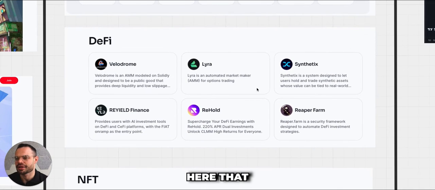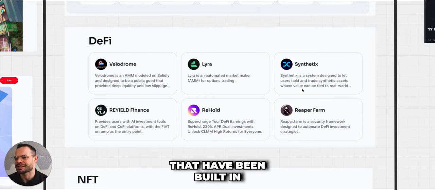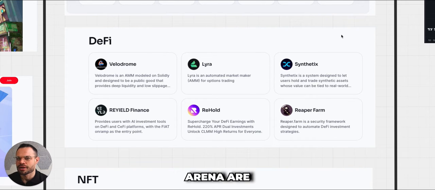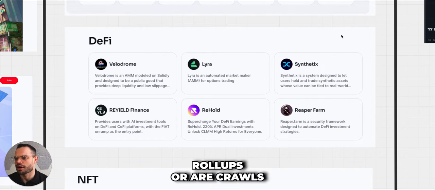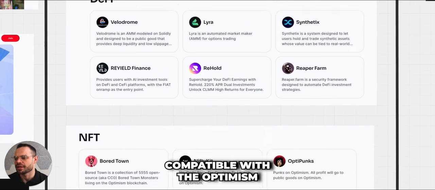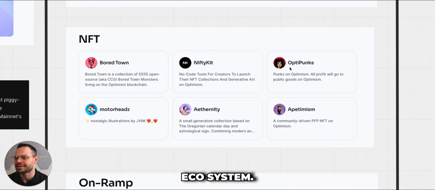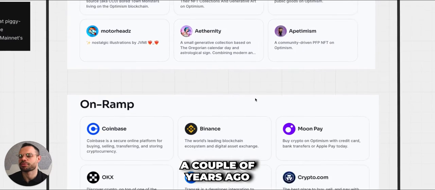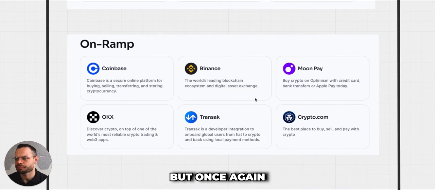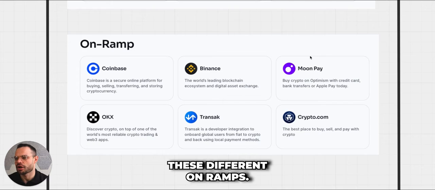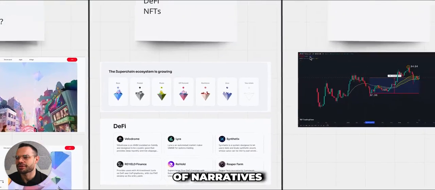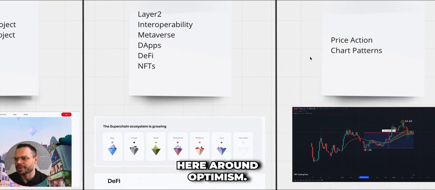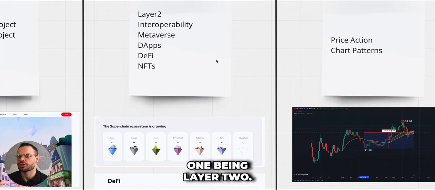So you can see here that many of these applications that have been built in the DeFi arena are leveraging optimistic rollups or are cross-compatible with the Optimism ecosystem. So again, NFTs as well, not as much hype around NFTs as we had a couple of years ago, but once again, serving to help on-ramp people, with optimistic rollups being leveraged by many of these different on-ramps. So lots of narratives here around Optimism, but the main one being Layer 2.